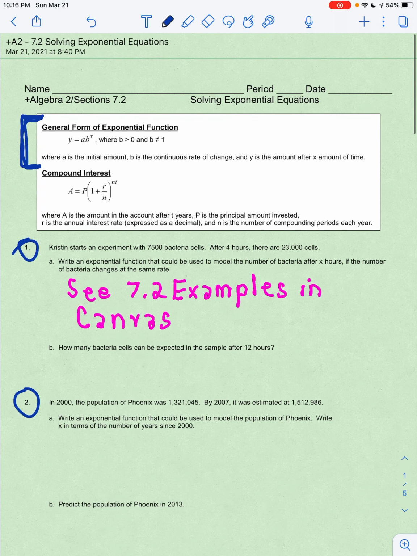Today, we're actually going to focus on the second formula for compound interest, which you can see right here. That's where A equals P times the quantity 1 plus R over N, all raised to the NT. In that formula, A is the amount that you have in an account after T years, where P is the principal amount invested. That's how much money you have in the account. R is the annual interest rate, which is always expressed as a decimal in the formula. And N is the number of compounding periods per each year.